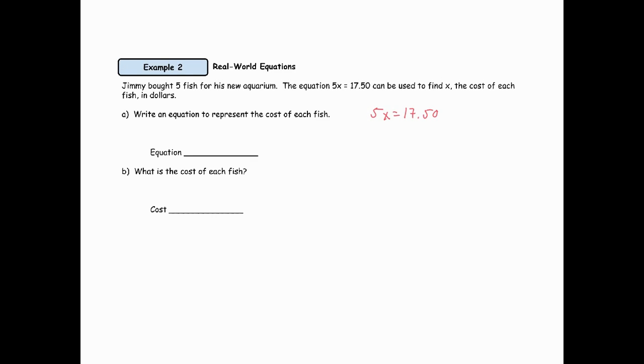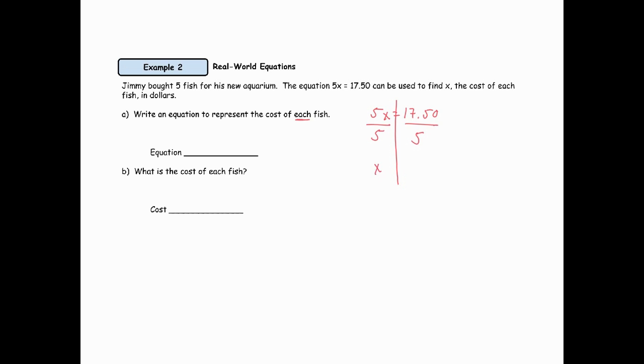In letter A, it says write an equation to represent the cost of each fish. So we want to figure out one fish. In other words, we want to get x by itself. In order to get x by itself, we have to use inverse operations. So 5x equals 17.50. I see that there's multiplication in between 5 and x. So let's get x by itself by using the inverse of multiplication, which is division.